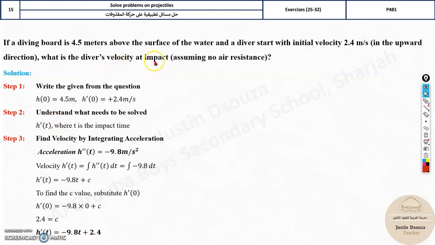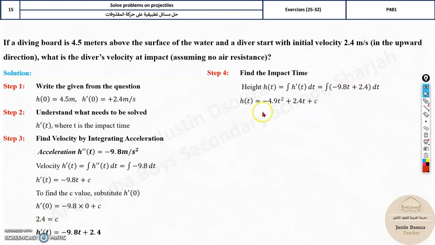But is this the velocity which we want? No, we need the impact velocity. How do we find the impact? We need to integrate this again and find the position first, because then we can find the impact time. Let us integrate this, not differentiate, I said differentiate, sorry, integrate this, and you will get this as the answer.